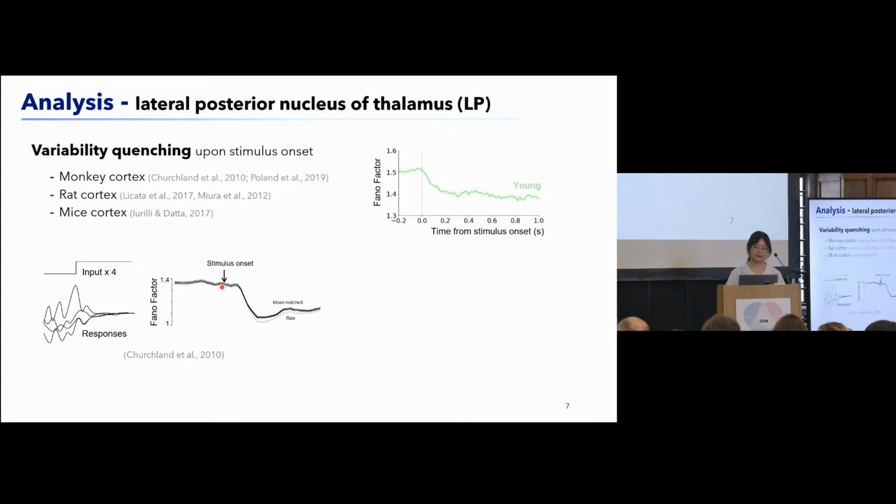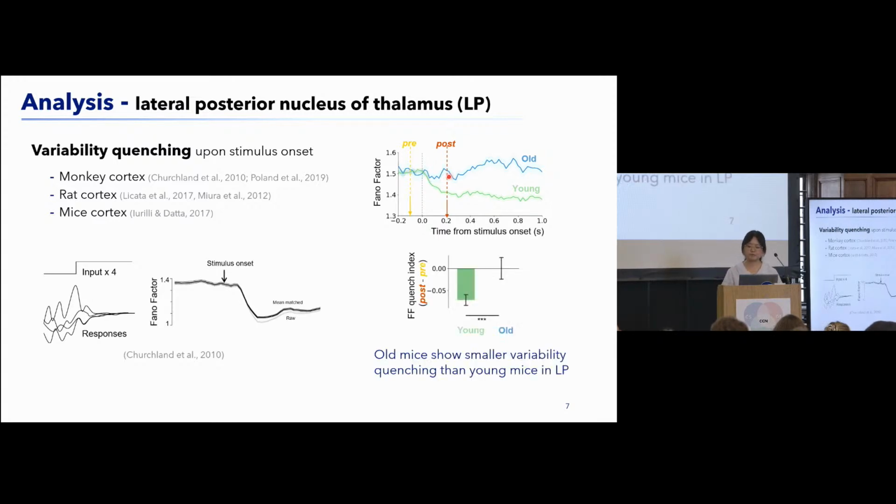Here, similarly, the Fano factor decreased. And this phenomenon has been widely observed in various cortical regions and species. Here, we also observed it in the internal neural structure, LP, beyond cortex. Then similarly, if we use those two time points and calculate the variability quenching, or Fano factor quenching, for each group and make comparisons between groups, the result indicates the old mice showed smaller variability quenching than young mice in the current brain region, LP.